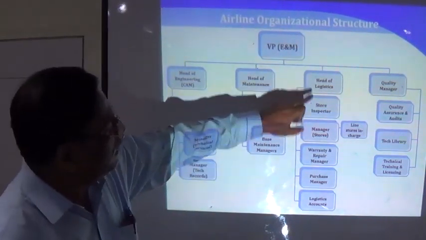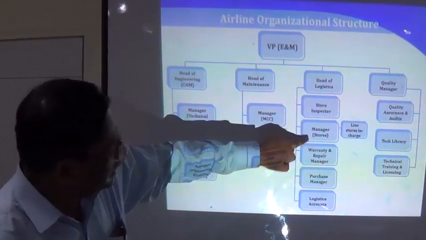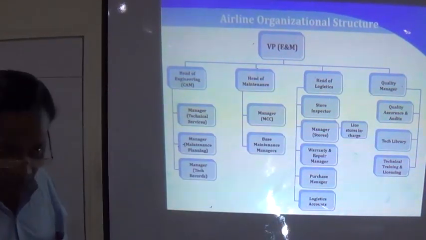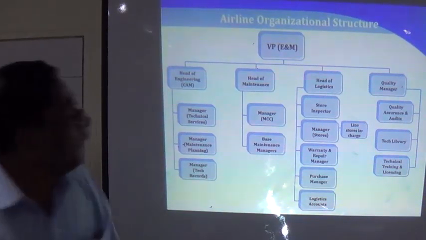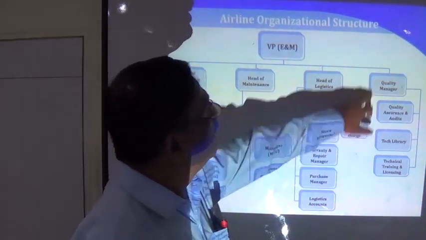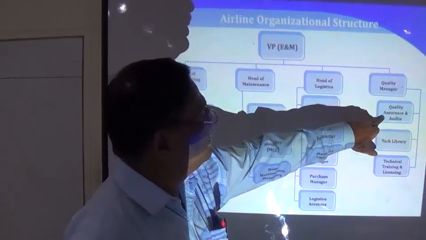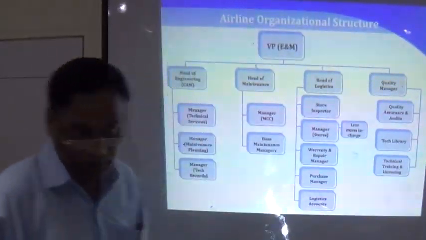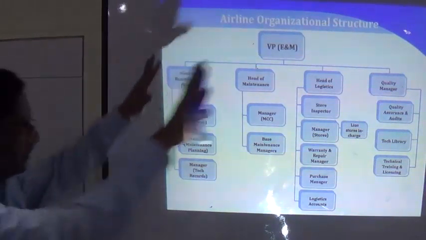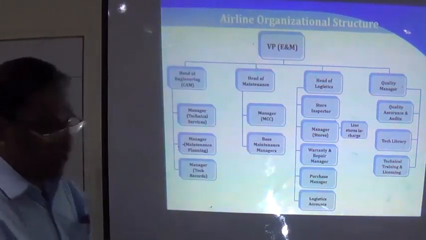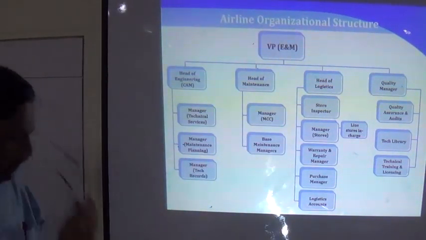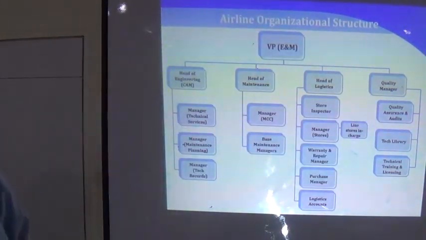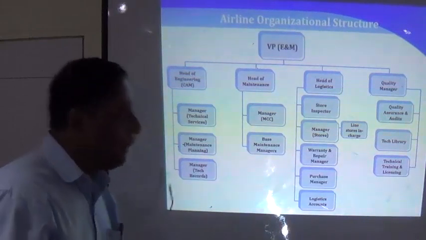Head of Logistics: you will have a Store Inspector, a Store Manager, a Warranty Manager, a Purchase Manager, and Logistics Accounts for all the invoice processing. Then you have a Quality Manager, he does the audits. Then you have a Technical Library and Technical Training and Licensing. So this is the setup if you go to Indigo or Airbus, Jet Airways: you will have a fellow and this setup operates under him. These are a part of the technical operations.